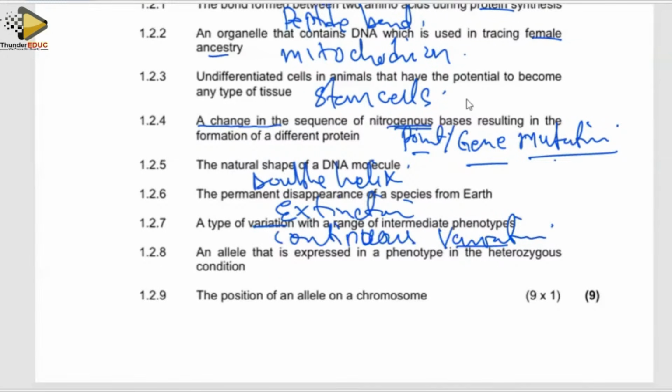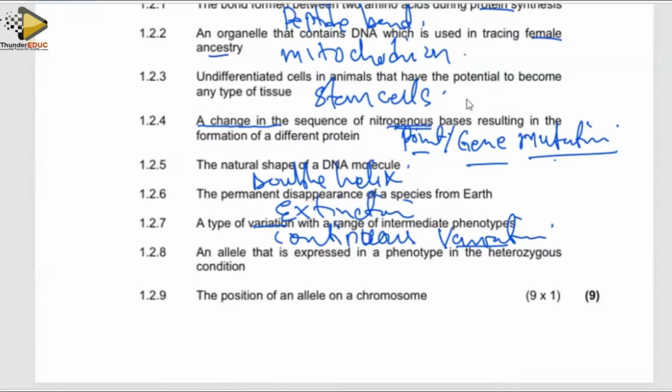You have a different range of this character: very dark-skinned, light-skinned, very light-skinned. You see, it's a range of one character. Which character is it? That is skin color. So it becomes intermediate continuous variation.